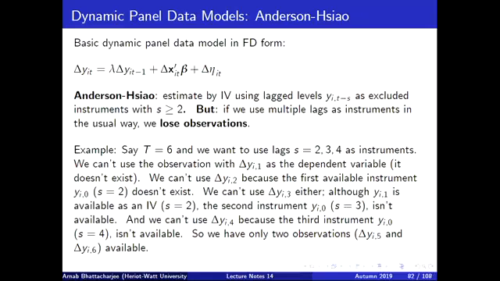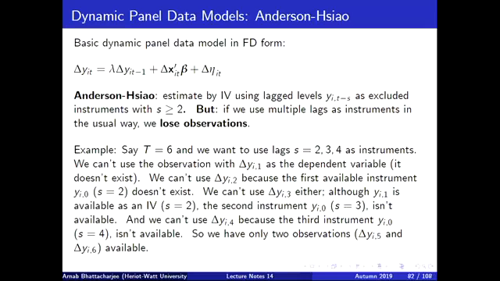So this is obviously not efficient, right? We are not using the full information. So we are losing a lot. We can't use this one because the first available instrument does not exist. We can't use this either, although this is available, because the second instrument isn't available. And we can't use this one because the third instrument is not available. So if we are using 3 lags like this, then we have only 2 observations that we can use. Okay, so that is a huge cost. But you get the idea, right?